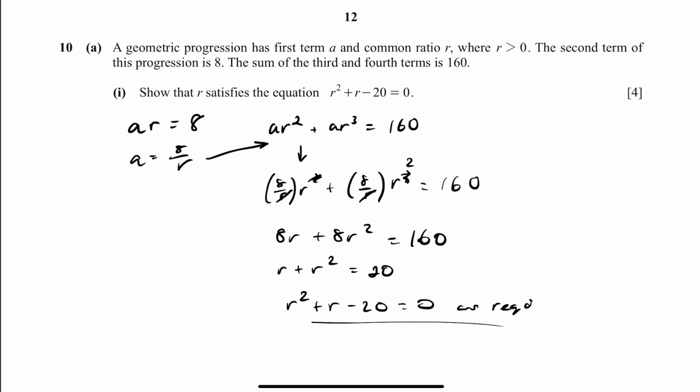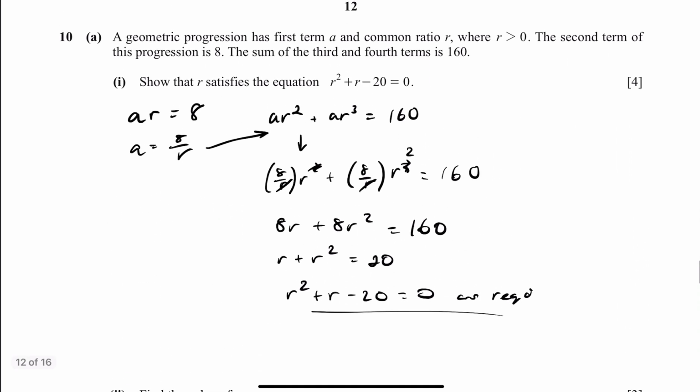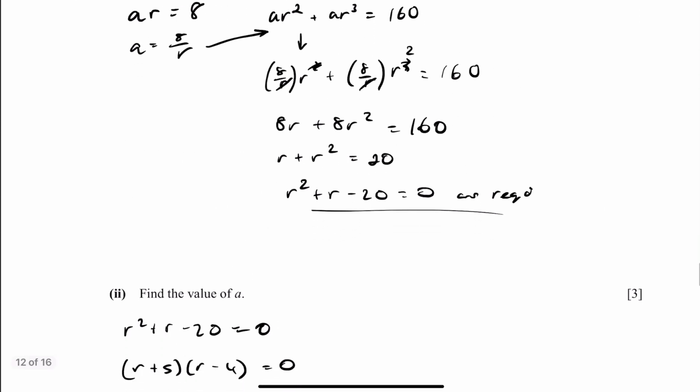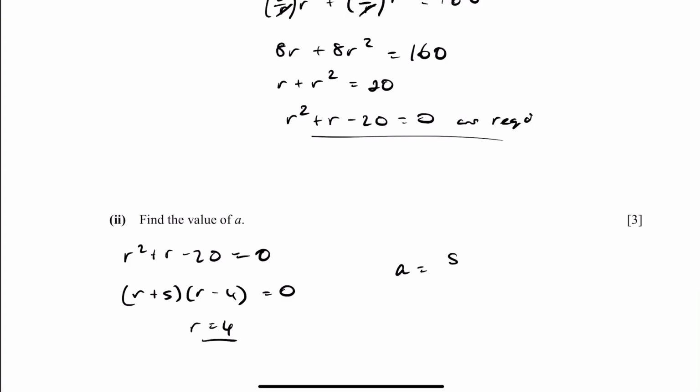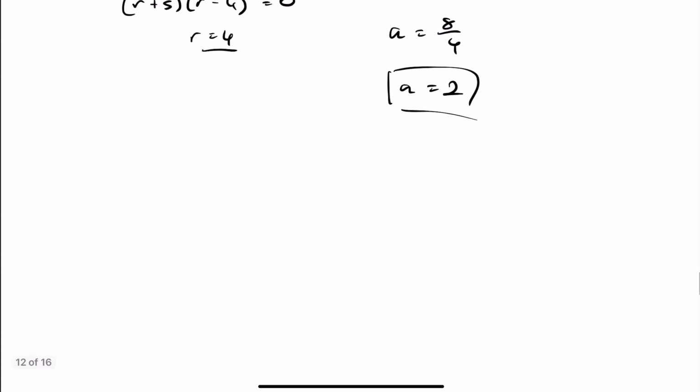So that's the answer to part 1. Part 2 is to find the value of a. We're given that r squared plus r minus 20 is equal to 0. So let's first solve for r. If we factor this, we get r plus 5 times r minus 4 is equal to 0. So we know that r is equal to 4. If r is 4, we also know that a is equal to 8 over r. Therefore, a is equal to 8 over 4, so a is equal to 2. That's our answer for part 2.